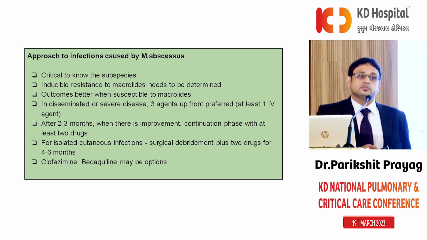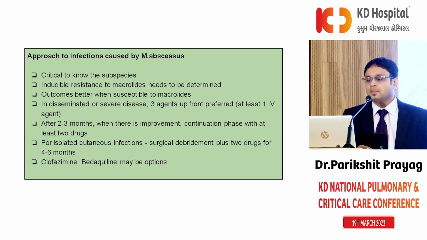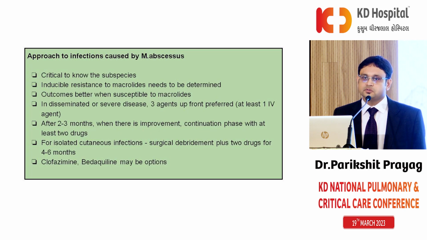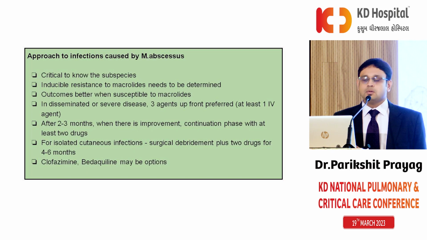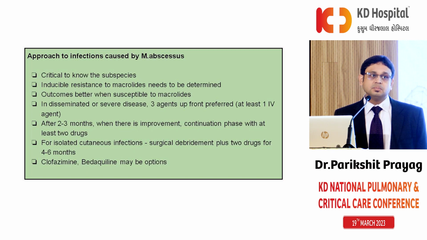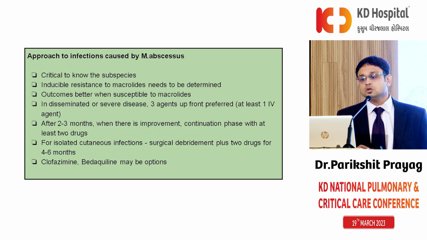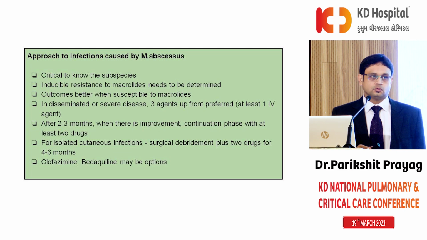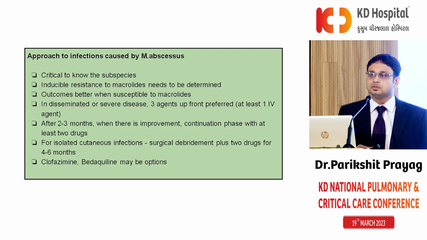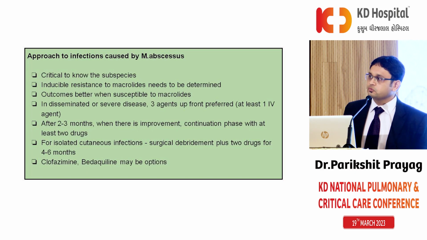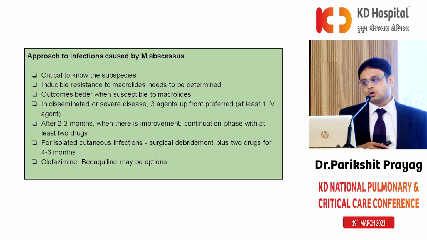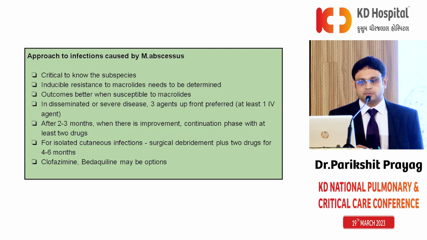It's critical to know the subspecies, like I said. Is it Mycobacterium abscessus? Is it Mycobacterium abscessus massiliense? Or is it Mycobacterium abscessus bolletii? Remember, abscessus and bolletii, A and B, are associated with inducible macrolide resistance. So this type of resistance is a little deceiving. It may not be evident on day 1, but if you expose the drug to the bug for a long period of time, it will express itself.